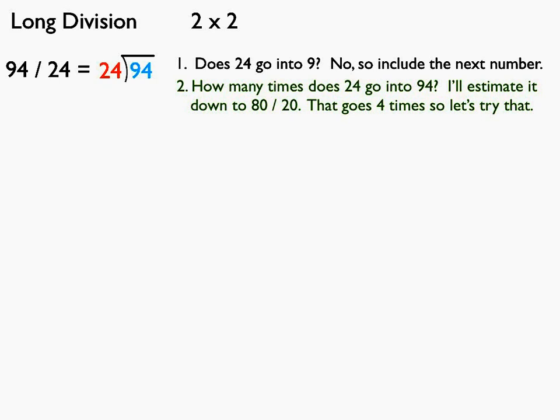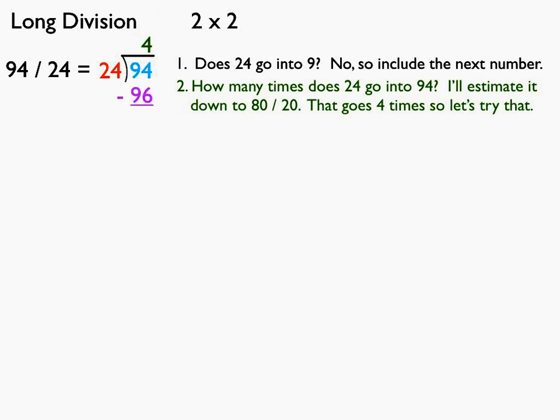So now, does 24 go into 9? No. So let's include the next number again. How many times does 24 go into 94? I'll estimate it to 80 divided by 20. I'm going to try to make the divisor 20 to make it a little bit easier. That goes in 4 times, so let's go ahead and try that.